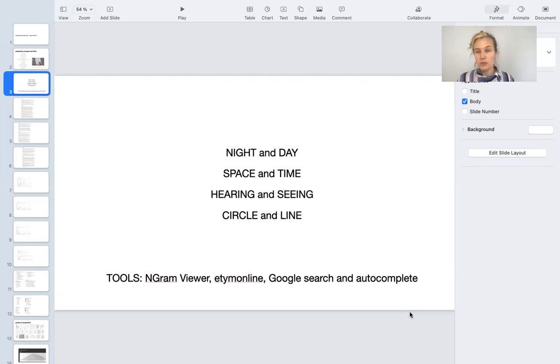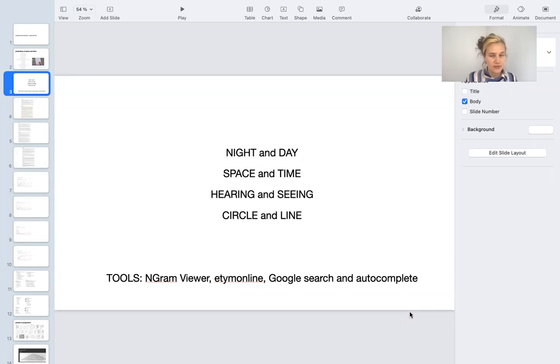And the tools that we will use to work with these objects today are just the Google Ngram viewer, etym, which is the etymology dictionary, and then just a Google search and the autocomplete. So these are tools you can use immediately. They are simple tools with very powerful functions.